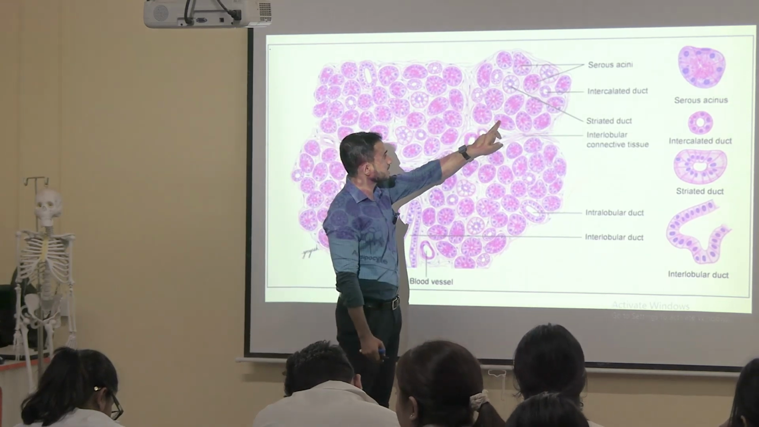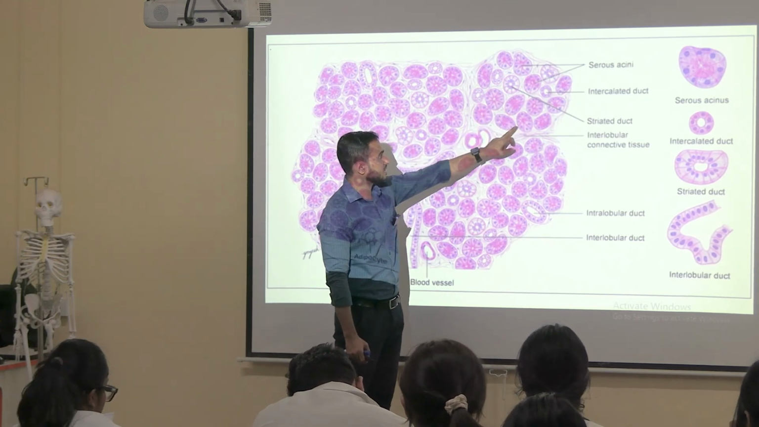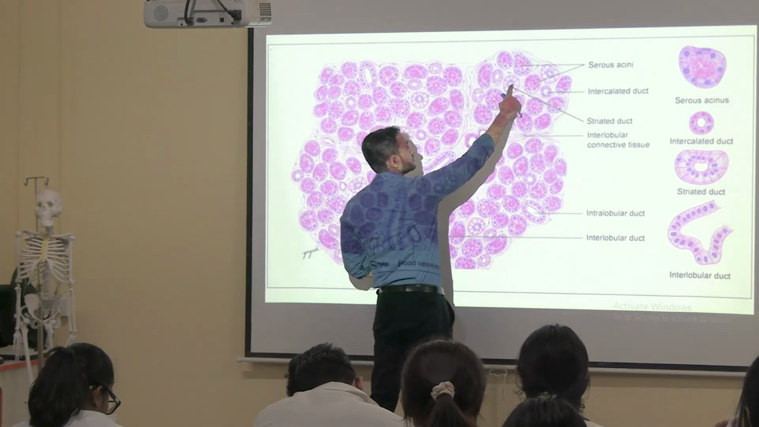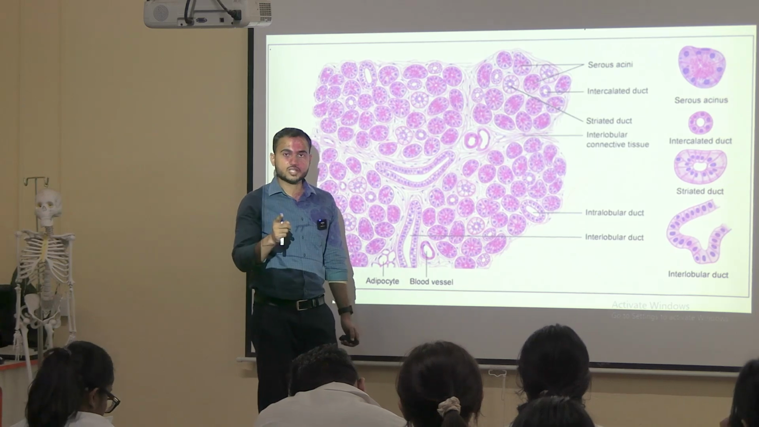Yes. So what are these? These are the acini. So this is one acinus, this is one acinus, this is one acinus. Okay. So these are acini. Now what is this? These are ducts.